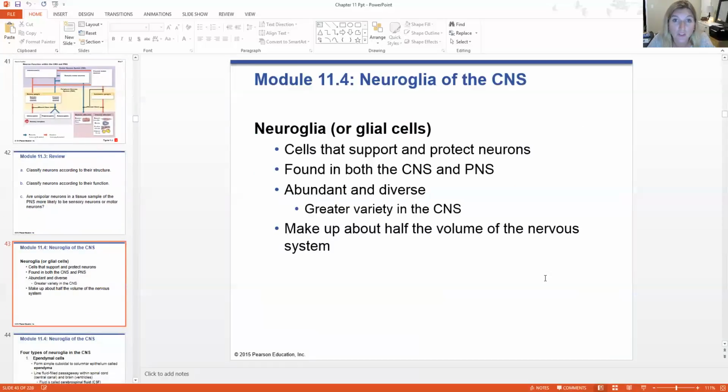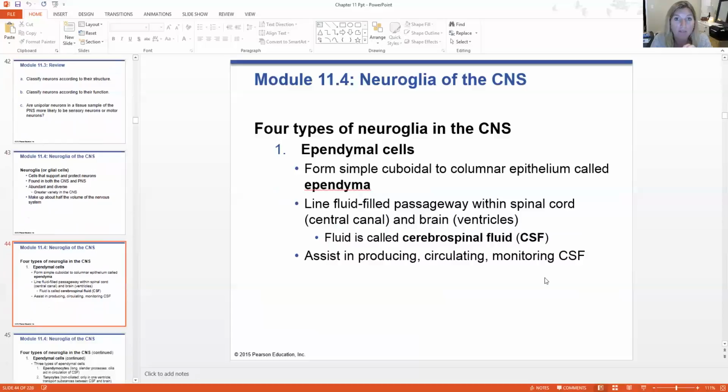Let's talk about the other type of nervous tissue. We have our nerve cells, or our neurons, but we also have these neuroglial cells, or glial cells, as they're sometimes called. These are the cells that support and protect the central nervous system. They protect the neurons, they nourish the neurons, they help make sure the neurons are well nourished and have what they need. They're abundant in both the central nervous system and the peripheral nervous system, and they're very diverse. And they make up about half of all the nervous tissue. So just as many of those as we have of neurons.